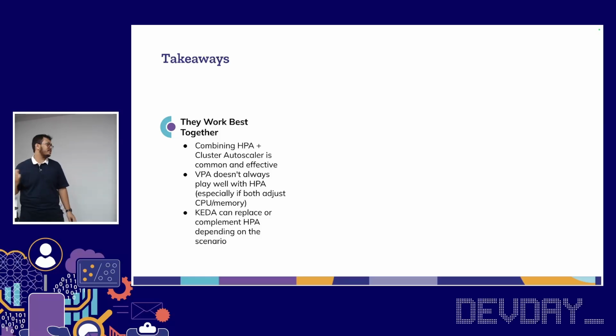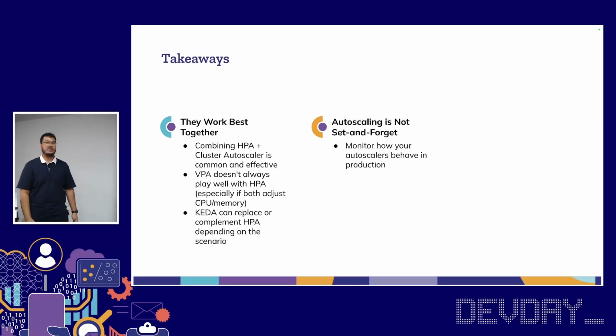So you wouldn't want to plug and play these randomly. KEDA can replace or even complement HPA. You can set it up such that HPA scales based on CPU and memory, but KEDA scales based on some other events that you have. And autoscaling is not set and forget. You need to set up monitoring. There are Prometheus metrics that KEDA itself exposes, as well as Grafana charts already there for KEDA, Cluster Autoscaler, HPA and VPA. So you should always set up monitoring and then fine tune the thresholds that we mentioned to avoid flapping.